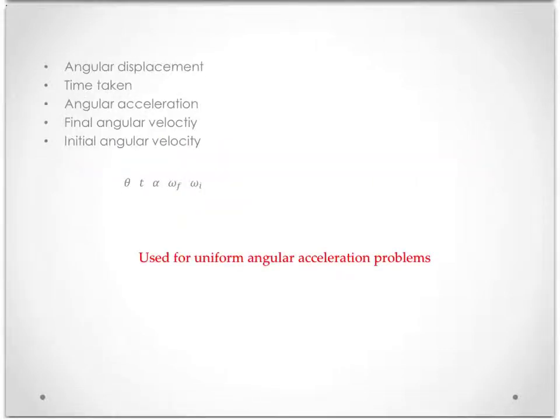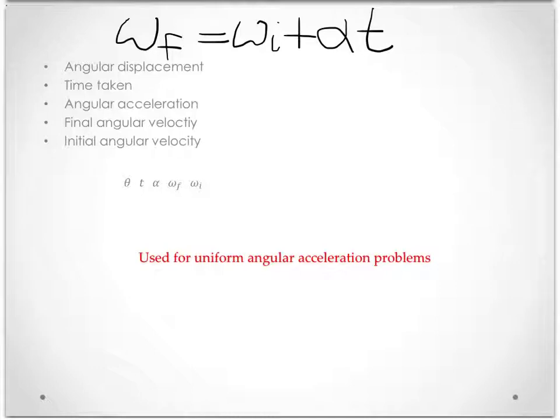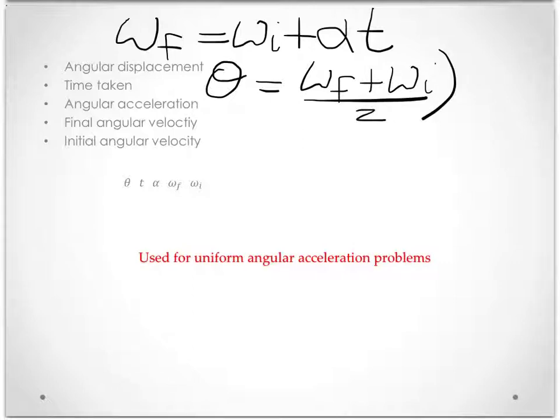So now we'll look at the 5 kinematic equations used to solve problems in rotational physics. The first one involves omega F as our subject, equal to omega I, the initial angular velocity, plus the angular acceleration alpha times the time t. The second one involves finding the angular displacement theta. It equals the average of the two velocities, so it's omega I plus omega F divided by 2, and that's multiplied by time.